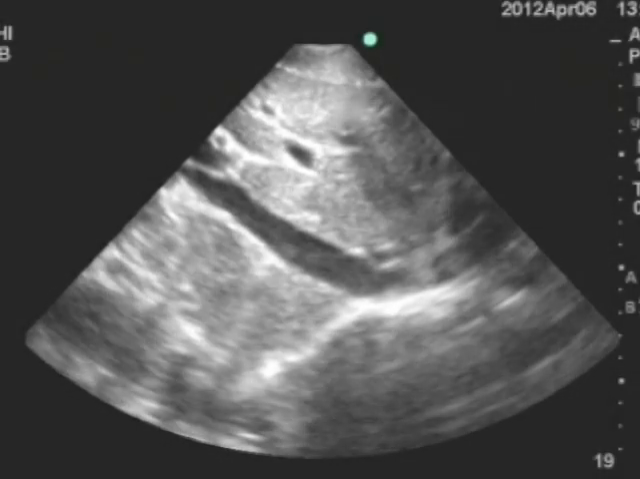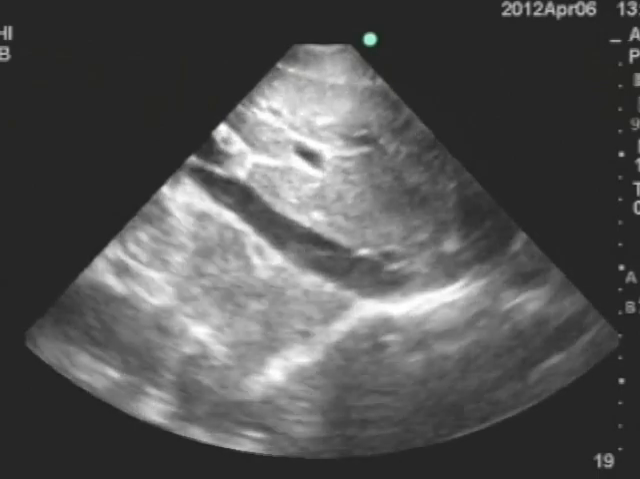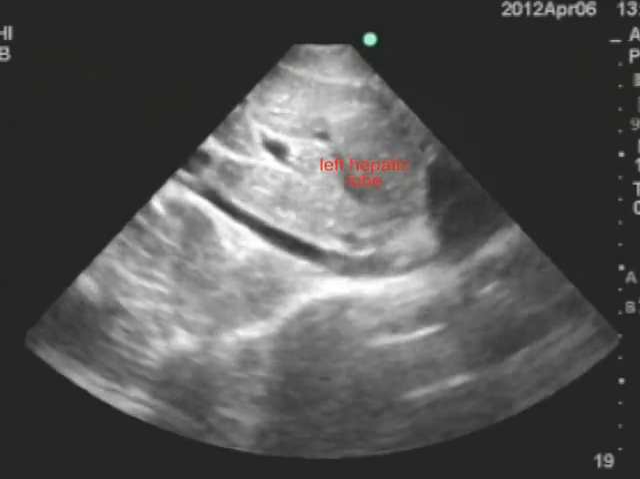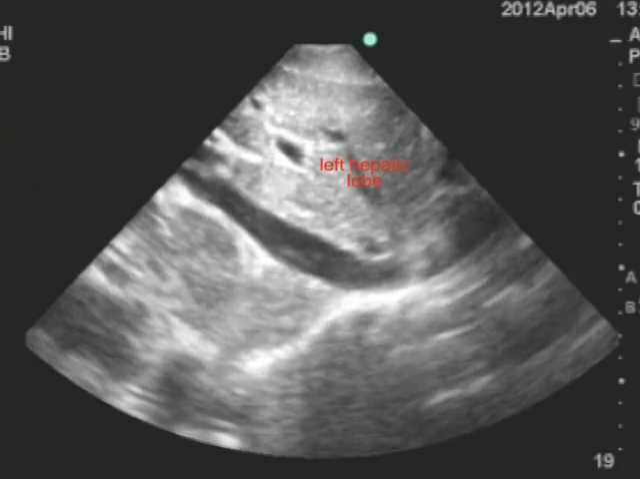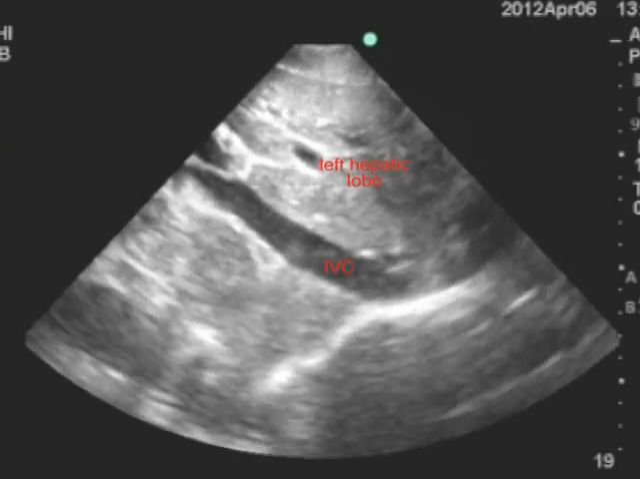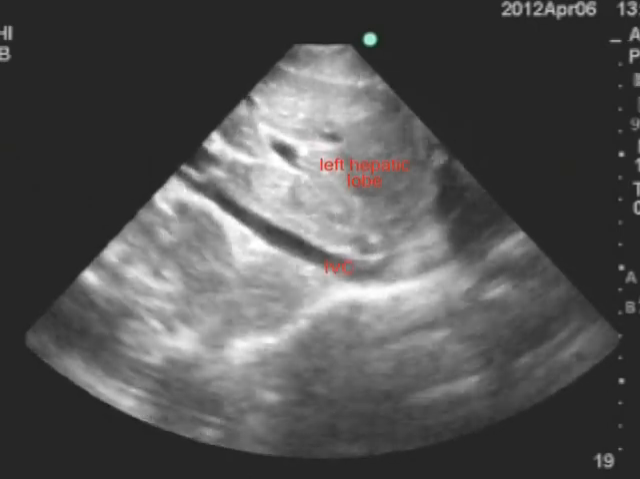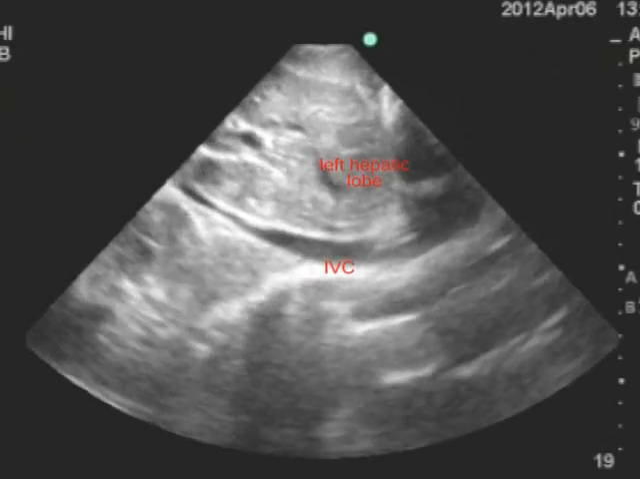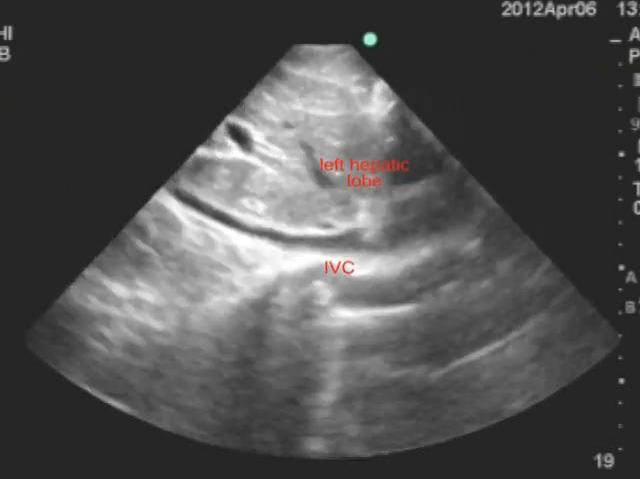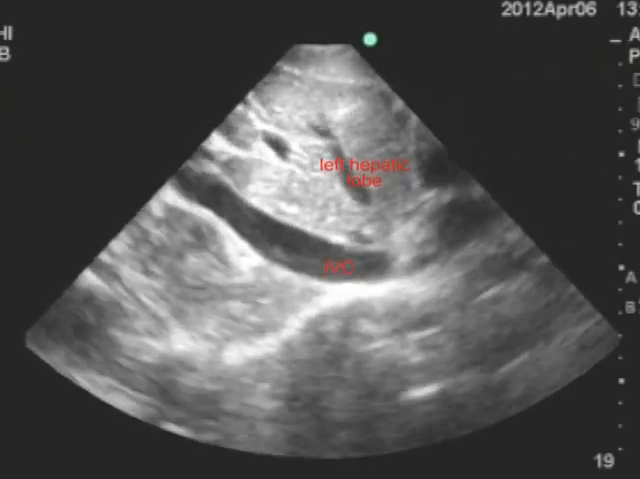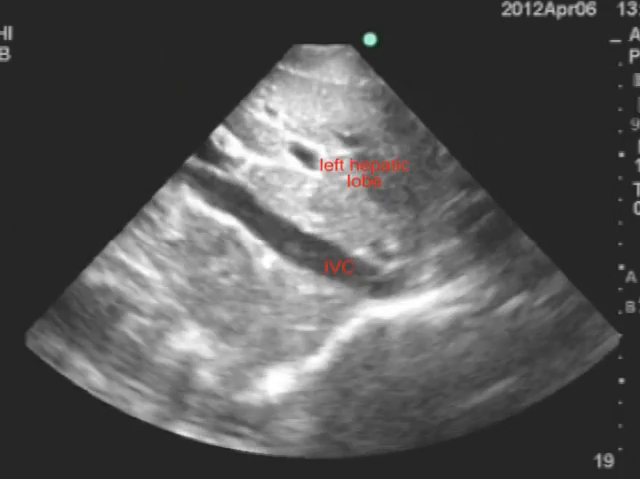This view of the inferior vena cava shows the liver at the top of the screen, the inferior vena cava visible below it. You'll notice variation in the size of the inferior vena cava depending on the patient's respiratory cycle and also dependent on the venous pulsations.